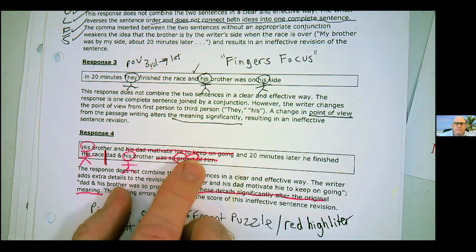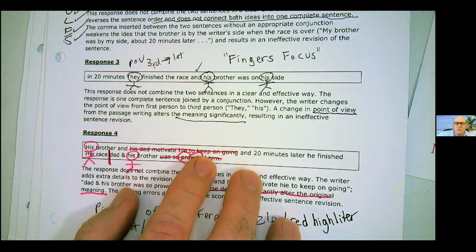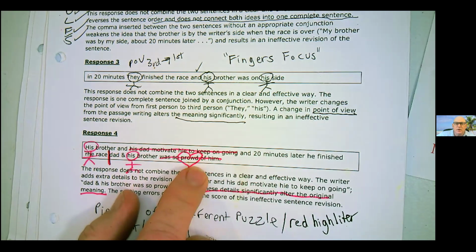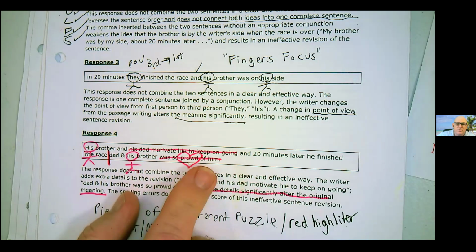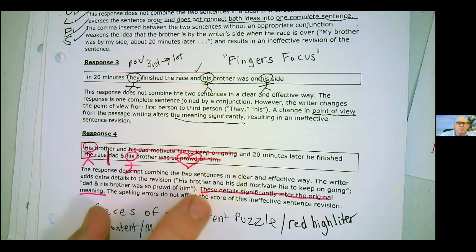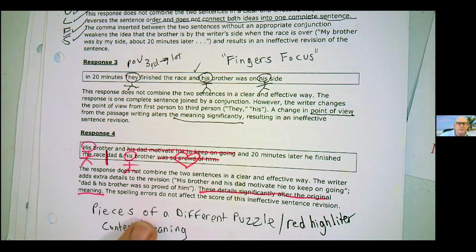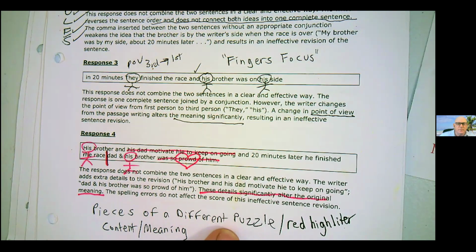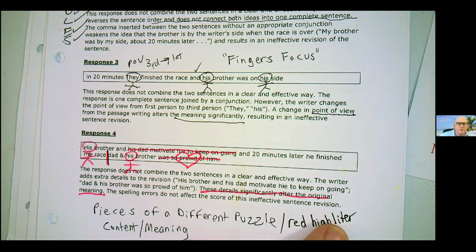Was so proud of him. It wasn't talking about feelings. And so I drew a little heart there so the kids can remember. It doesn't take an artist to just draw a little heart around emotional words so your kids can remember that. So what's happening here is it's like they were adding pieces of a different puzzle. And so I used my red highlighter because of the content or meaning that was changed.